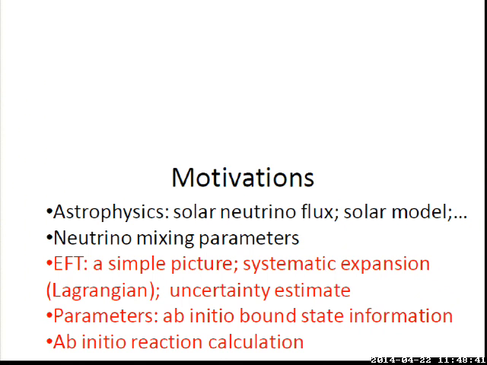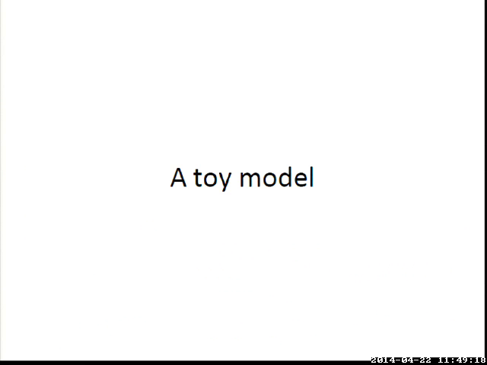So as emphasized in previous EFT talks, this approach provides a simple picture and a systematic expansion in terms of the Lagrangian, which provides the uncertainty estimate. The particular idea of this work is that we rely on the ab initio bound state information to fix the couplings in the EFT, and then use the EFT to calculate reactions. So you can think of this as some kind of ab initio reaction calculation. Okay, so those are the motivations.